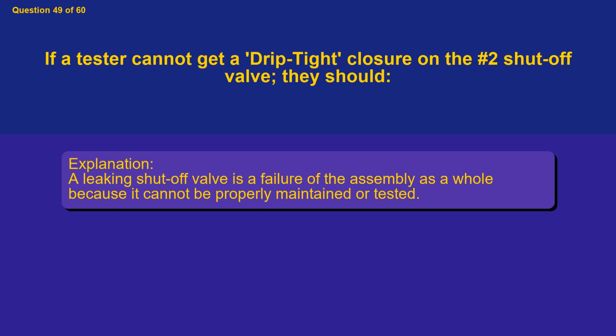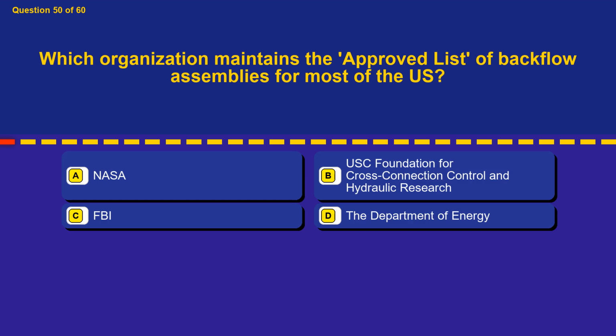Question 50. Which organization maintains the approved list of backflow assemblies for most of the U.S.? Option A, NASA. Option B, USC Foundation for Cross-Connection Control and Hydraulic Research. Option C, FBI. Option D, the Department of Energy.